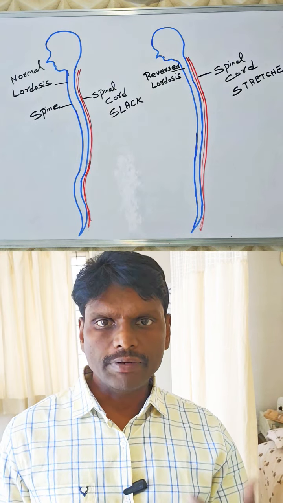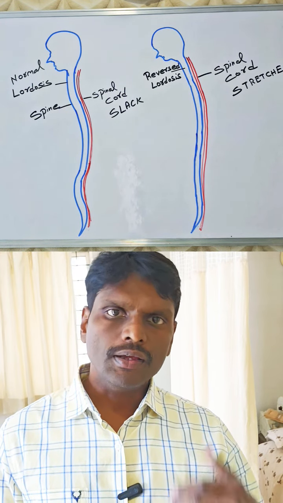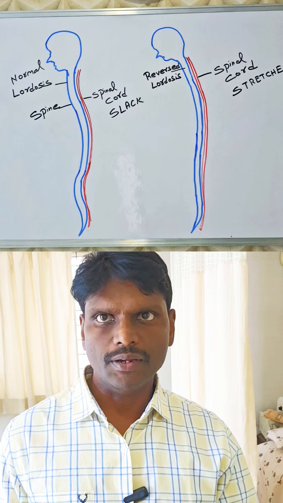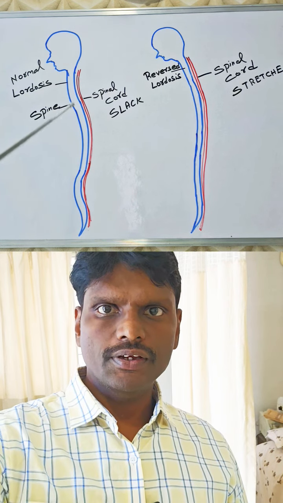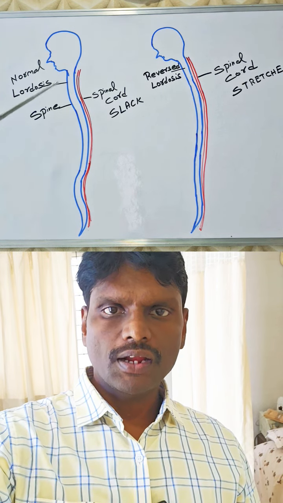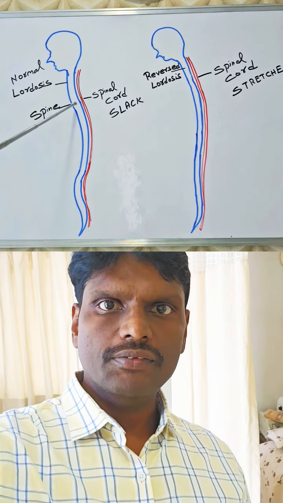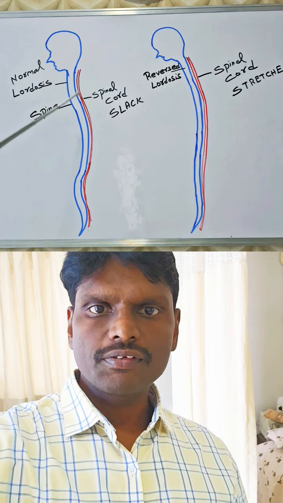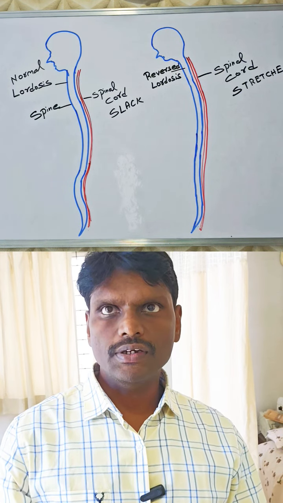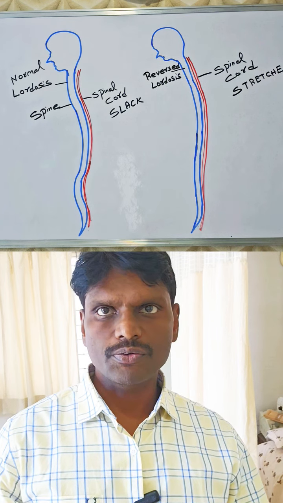I'm going to tell the advantage of having a normal lordosis in the cervical spine and in the lumbar spine. What you see on the left is a normal alignment at the cervical spine as well as in the lumbar spine. You could see the presence of cervical lordosis and lumbar lordosis. This lordosis does an essential job for the nervous system, especially the spinal cord.